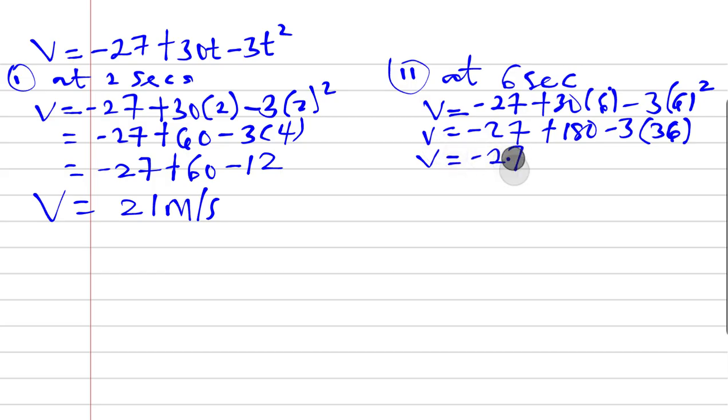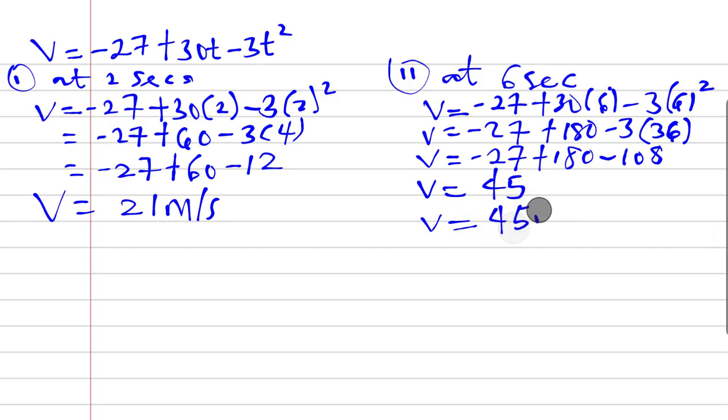So this will give us v equals minus 27 plus 180 minus 36 times 3, that is 108. So if you do this, our v will be equal to 45. So that means our v is 45 meter per second after 6 seconds. I get what I'm saying now.